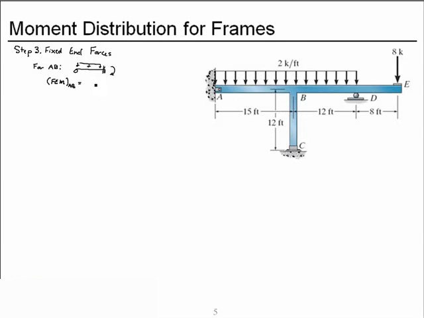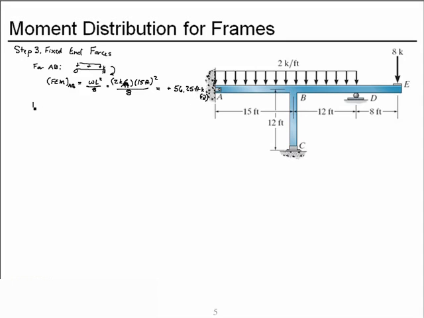So the fixed end moment AB, being down at the fixed end, is the way we drew it when we drew it clockwise. So it's a positive omega L squared over 8. It's 2 kips per linear foot times 15 feet squared over 8 gives us a positive 56.25 foot kips clockwise, as the way we drew it.